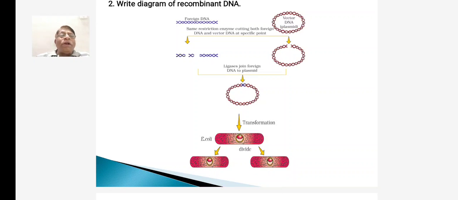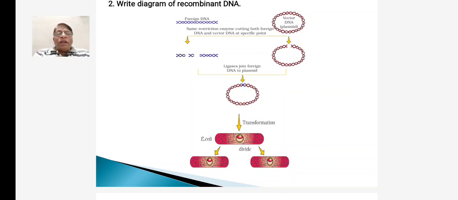Then the recombinant DNA is put inside the host cell. The host cells are multiplied, that is cloning. So practice the diagram, it is a very important diagram for the examination.